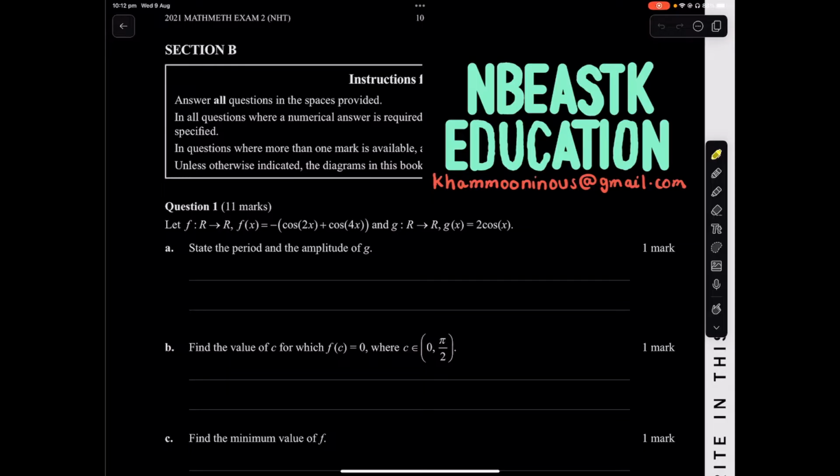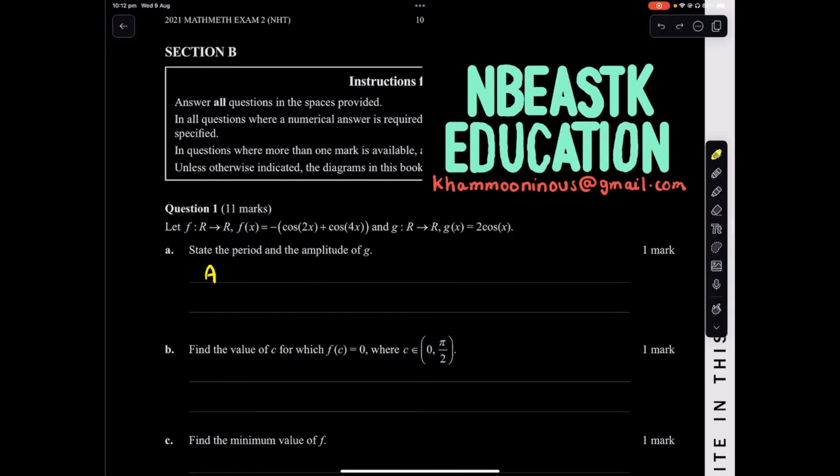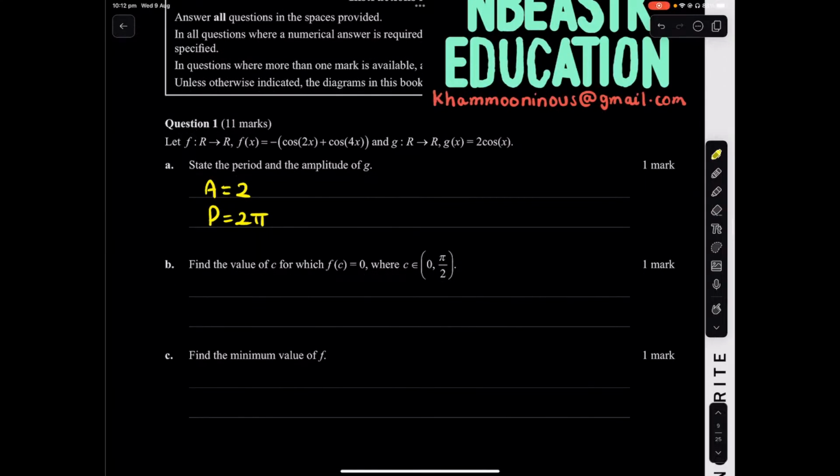Let f be defined on all reals, so f of x is this function and g of x is this. State the period and the amplitude of g. Okay, that's easy. Your amplitude is equal to 2 and your period is 2 pi. Very nice.